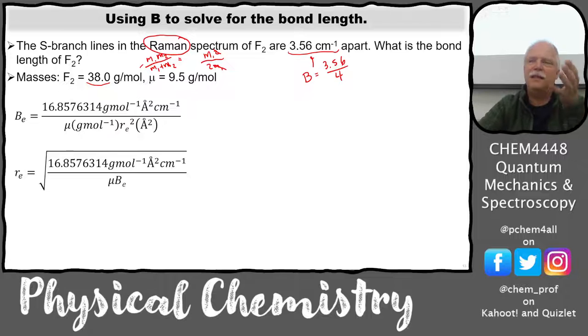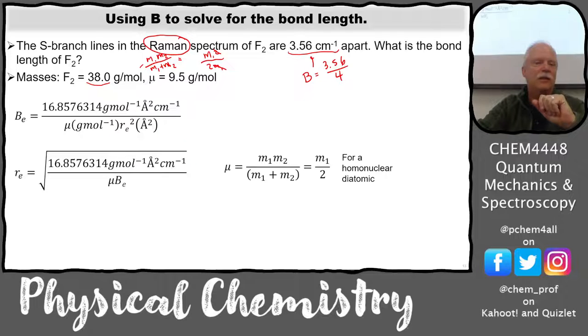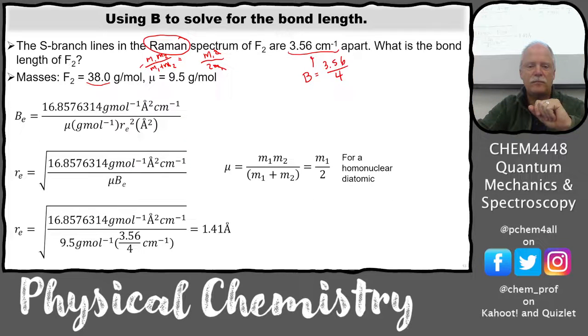The reason I emphasize this so much is that this is one place where units won't help you. Right? There's no unit conversion going on here. I just have to know that my Raman lines are separated by 4B. It's the same unit. So whether I divide by 4 or not, it's the same units. And so you will not know that you've made a mistake by the units. So that's why I make such a big deal out of this. Okay? And so down here we have that 3.56 divided by 4, that's the rotational constant. We put in all the other numbers and we end up with a reasonable bond length of 1.41 angstroms.